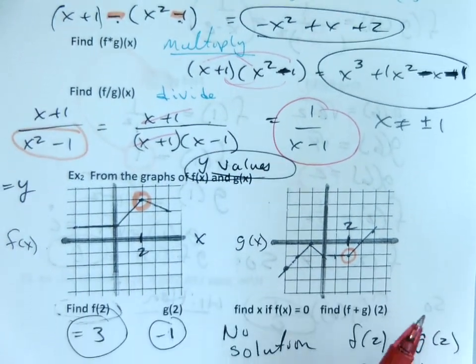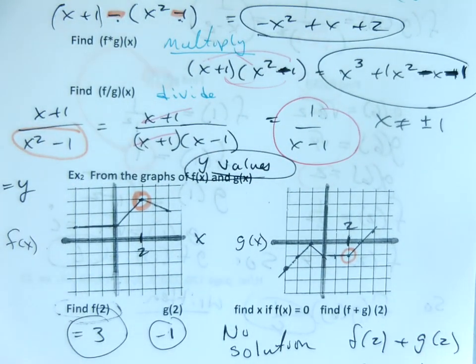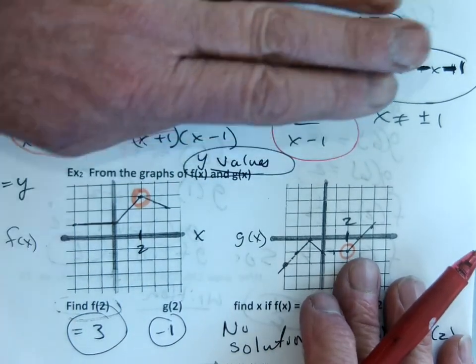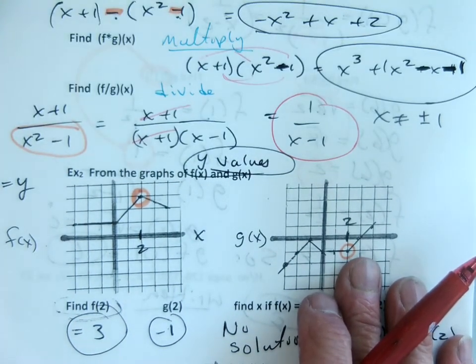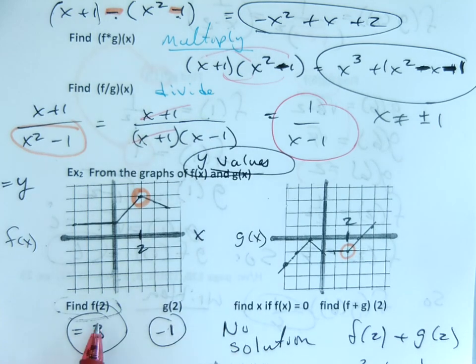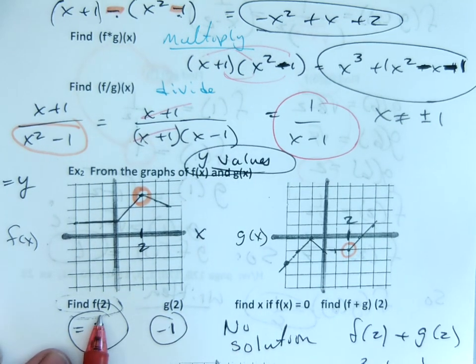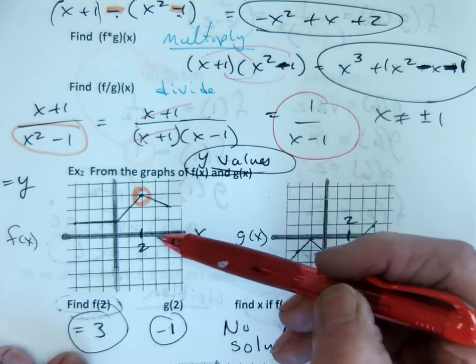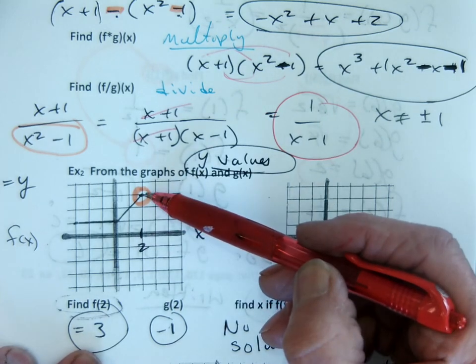Okay, example 2, if you don't have the equations, you can still do a lot with the graph. So completely different problem. What happens if all you're given is this graph? First thing, I said, what's f of 2? Well, it's the y value because f of x equals y. So I go to 2, and the answer is 3.